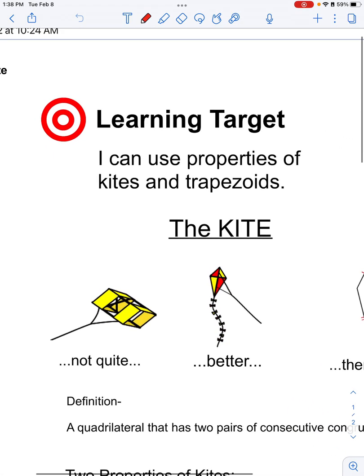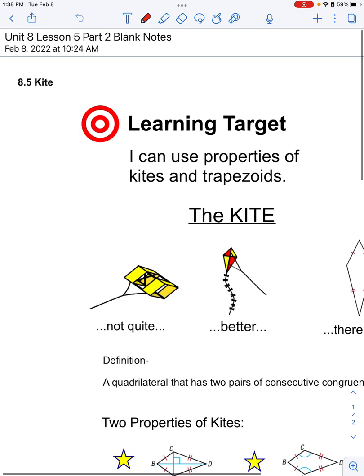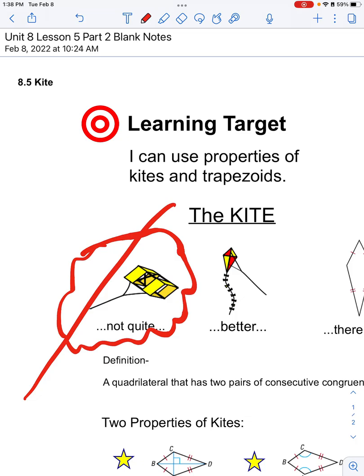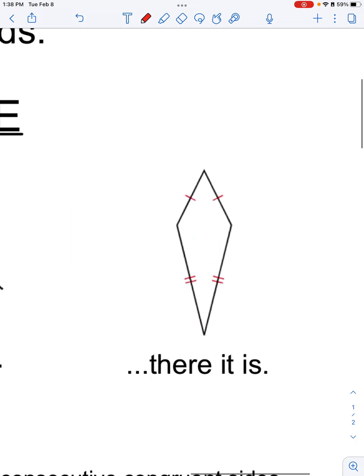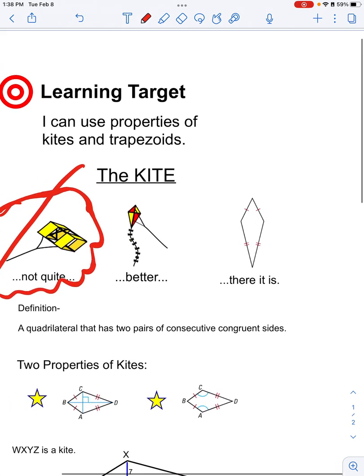And we are going to finish this up with the second part of Unit 5, talking about a kite. So, like it's kind of alluded to here, we're not talking about this type of kite. We're talking about this type of kite, where a kite is a quadrilateral, again, a four-sided figure that has two pairs of consecutive congruent sides. So consecutive means next to, it's almost like adjacent.